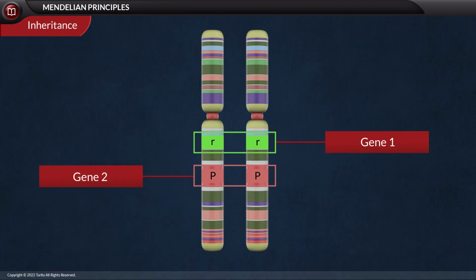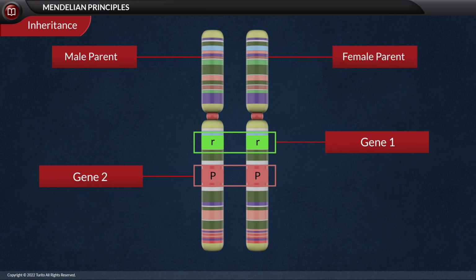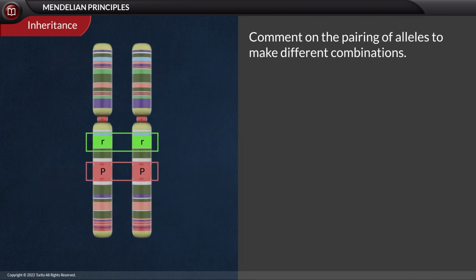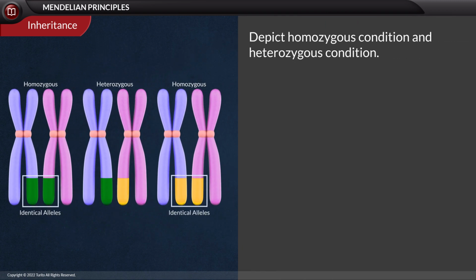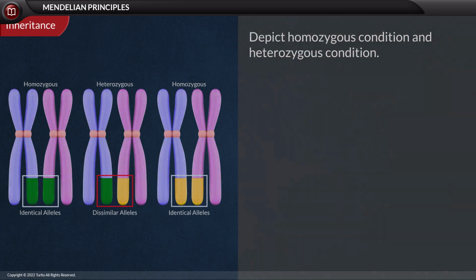Every trait is coded by a gene, represented by 2 alleles. Every organism inherits one allele of the gene from the male parent and the other allele from the female parent. Comment on the pairing of alleles to make different combinations. Based on the combination of alleles, there can be 2 conditions of a gene, namely, homozygous condition and heterozygous condition. Depict homozygous condition and heterozygous condition.